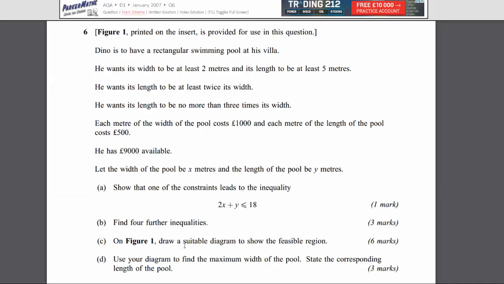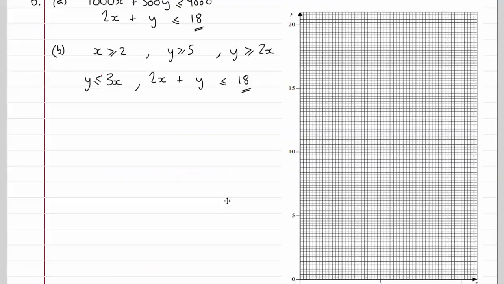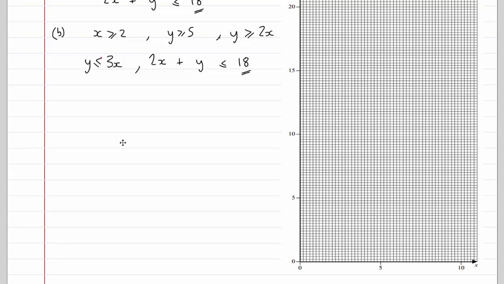In part C it says on figure 1 draw a suitable diagram to show the feasible region. Well, here are our 5 inequalities, the one from part A and the 4 from part B, and here is figure 1. We'll start by drawing the inequality x is greater than or equal to 2. That's going to be a vertical line through x equals 2. There are 25 squares between 0 and 5, so 2 will be at 10 squares across. And we're interested in the region greater than 2, so we'll shade out the region we don't want. Next we've got the line y is greater than or equal to 5. That's going to be a horizontal line that goes through 5, and we're going to shade underneath that line.